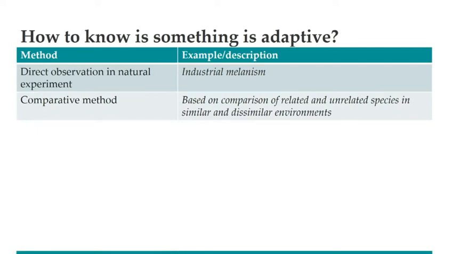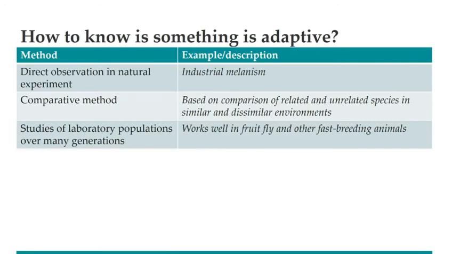Of course, nowadays we do it a little bit differently. Because we can't always make the direct observation, we can also make the comparative method. We can compare related and unrelated species in similar and dissimilar environments. So do all the animals that are living in this region have this and this kind of properties? And are these properties different in cold climate than in warm climate?